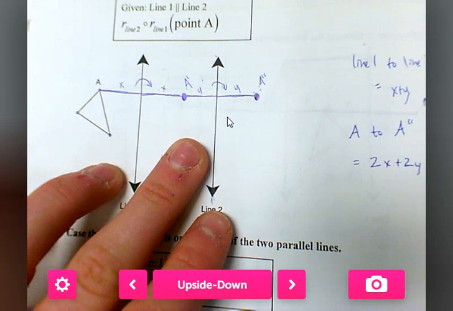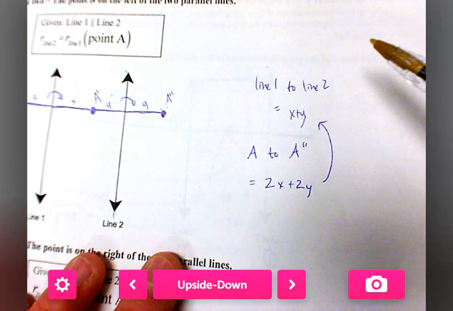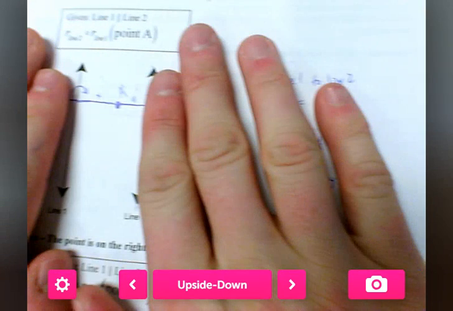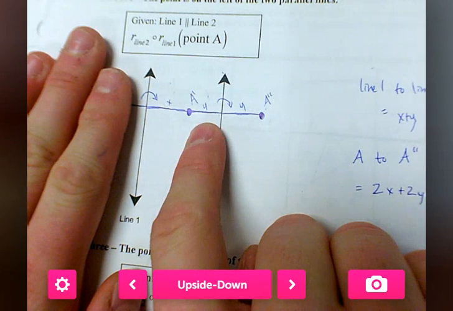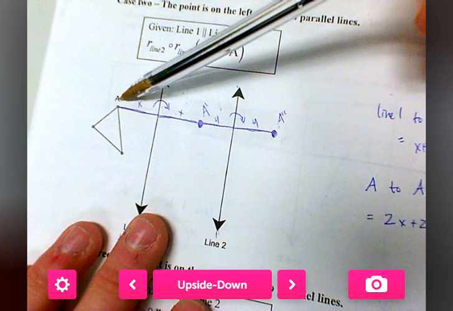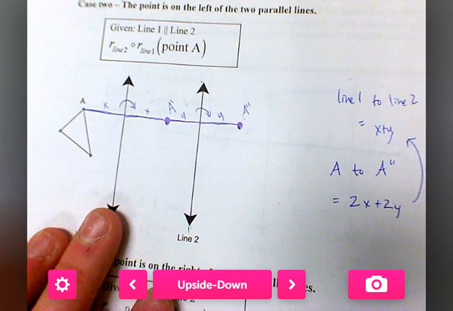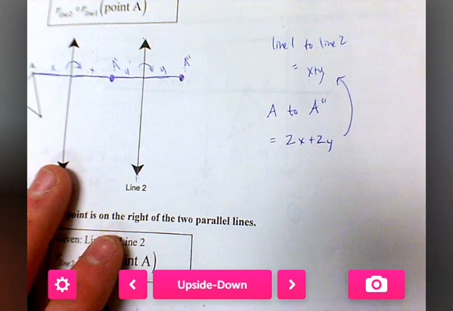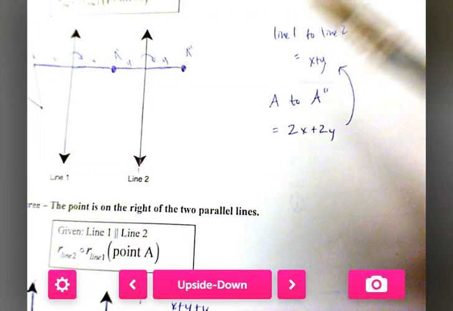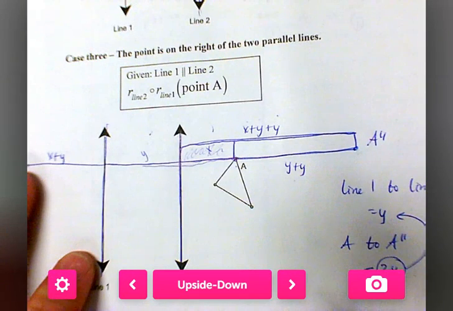On the side of your paper, you should have put something like the distance from line 1 to line 2, which is right there, is x plus y. And then the distance from A, which is way over here, to A double prime is 2x plus 2y. So there should be one 2x, one 2y. And 2x plus 2y is double x plus y. So that whole idea that the translation is double the distance of the two reflection lines stays consistent. Okay, good.